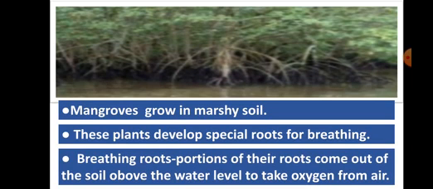Breathing roots means a portion of their roots comes out of the soil, above the water level, to take oxygen from air. Inside the water they do not get sufficient oxygen, and that's why the roots come out of the soil. Why? To take oxygen from air. So these are the main characteristic features of marshy soil plants, that is, mangrove.